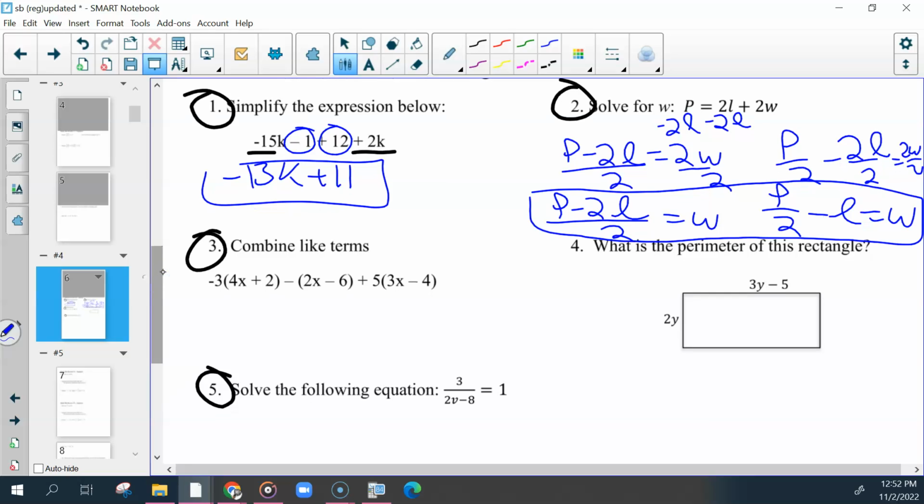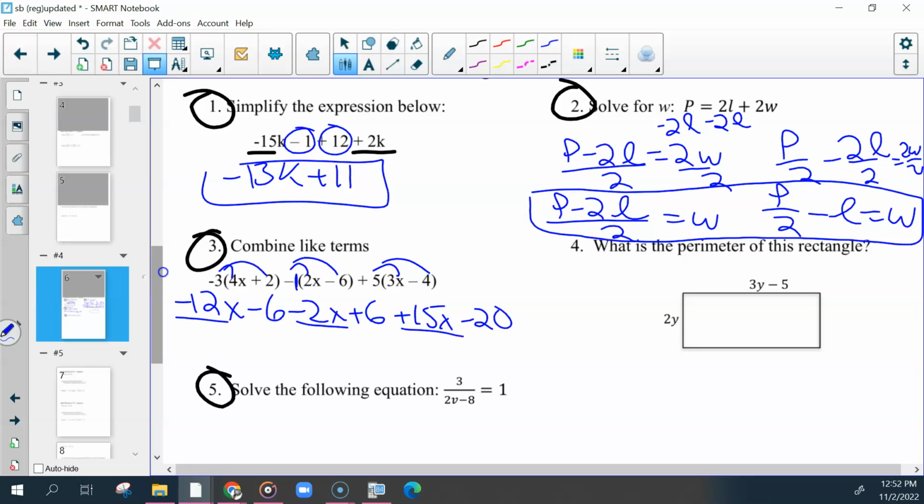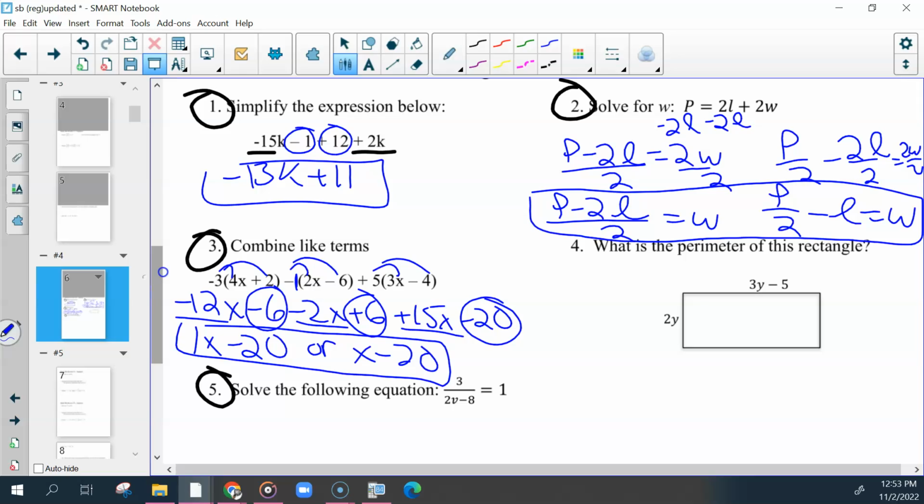For number 3, we had to distribute and then combine like terms. We have negative 12x minus 6 minus 2x plus 6 plus 15x minus 20. And then find all your x's. Negative 12 minus 2 would be negative 14. Negative 14 plus 15 would be a positive 1x. And then add up all your constants. These would cancel each other out, just leaving minus 20. So x minus 20 was our final answer for that one.